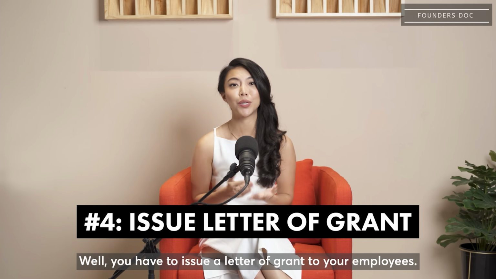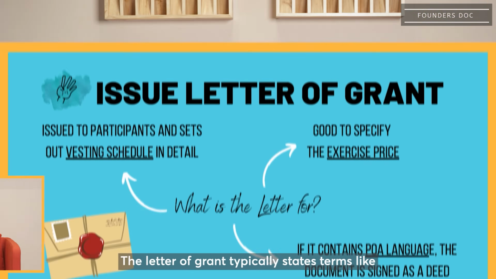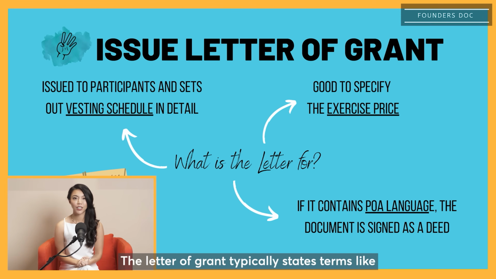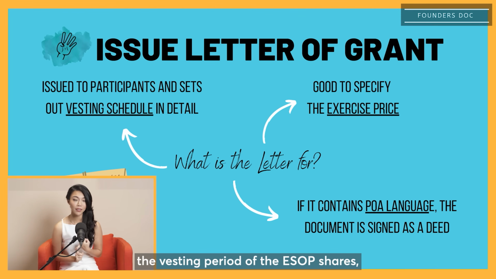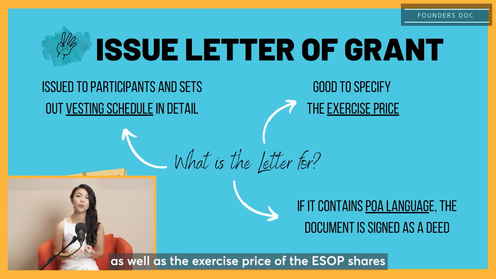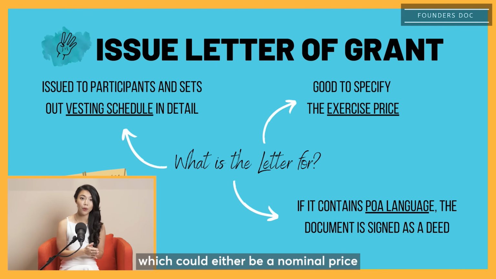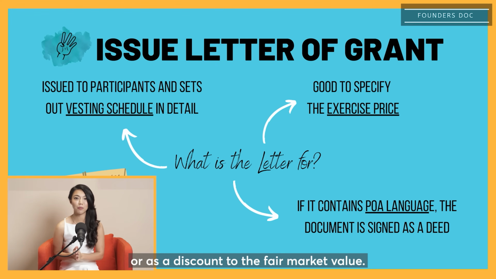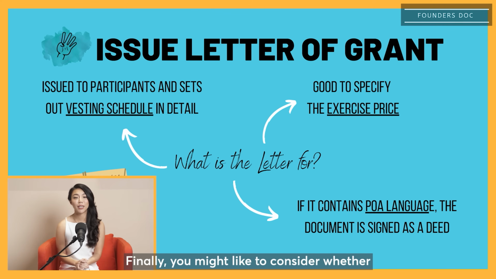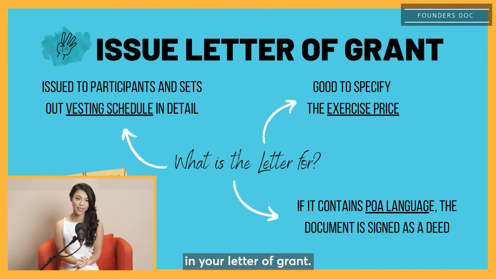Now that you've got your employee share option plan implemented, what comes next? Well, you have to issue a letter of grant to your employees. The letter of grant typically states terms like the vesting period of the ESOP shares, as well as the exercise price of the ESOP shares, which could either be a nominal price or a discount to the fair market value. Finally, you might like to consider whether a power of attorney language would be applicable in your letter of grant.